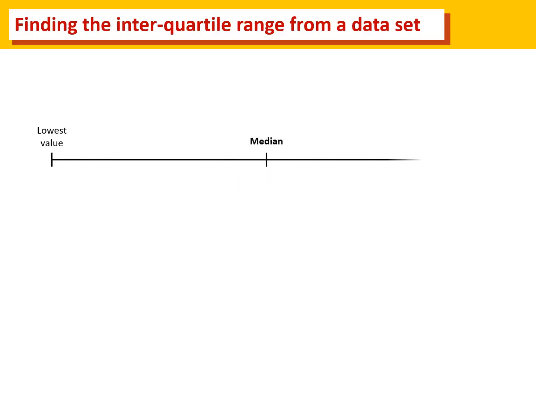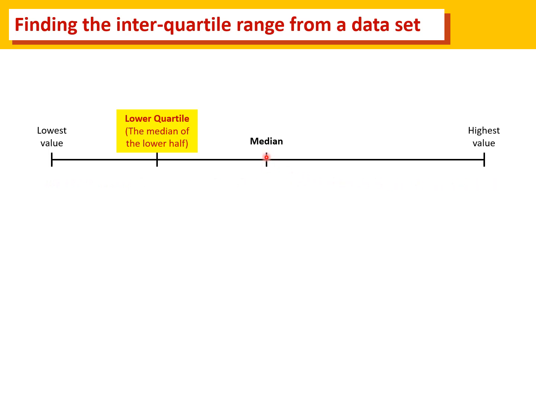In a data set we'll have the lowest value, the highest value, and the value in the middle when they are ordered in numerical order would be the median. Now, the lower quartile is the middle value in the lower half of your data set. So we've got this data set starting with the lowest value right the way up to the highest value.